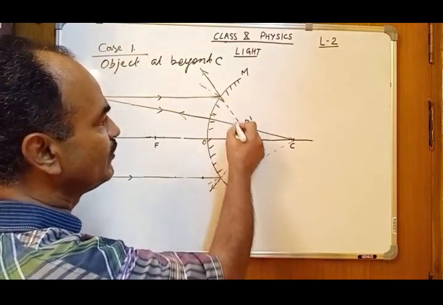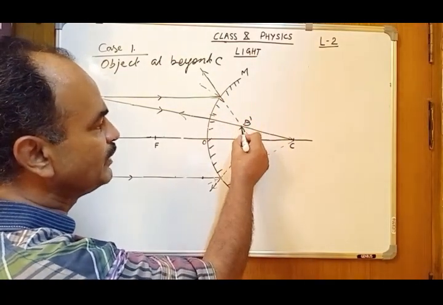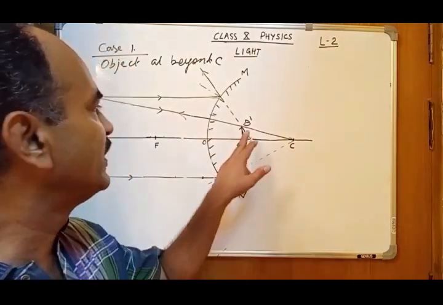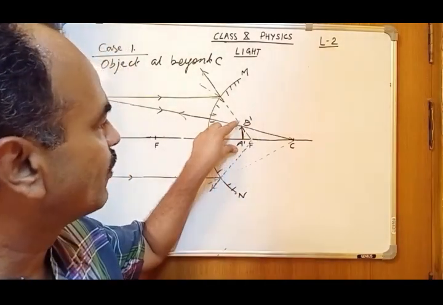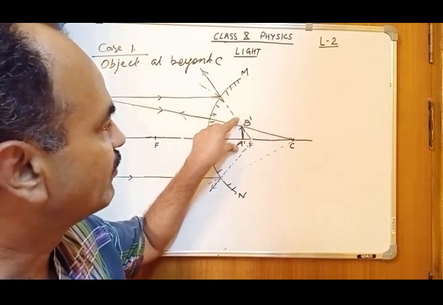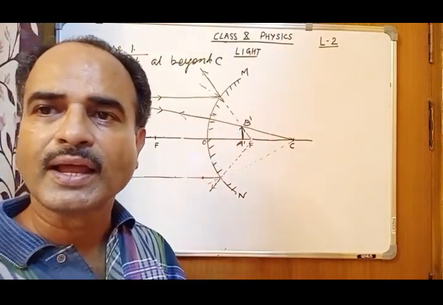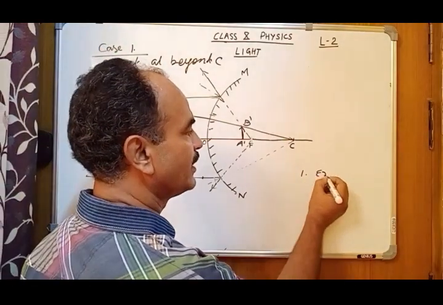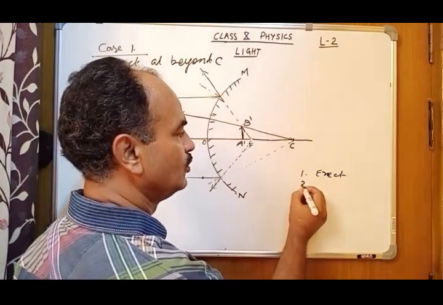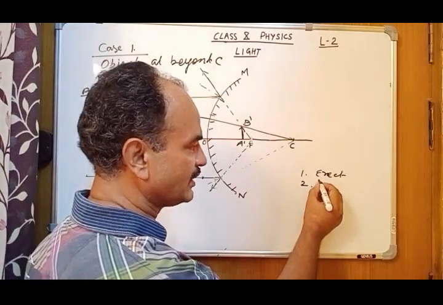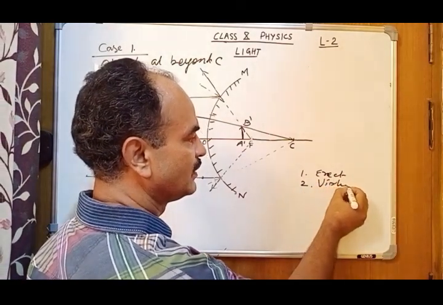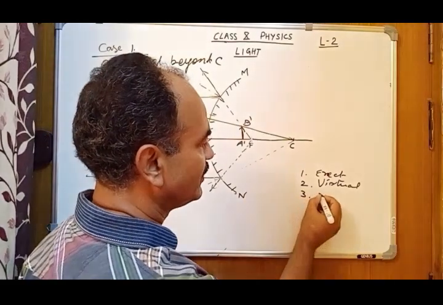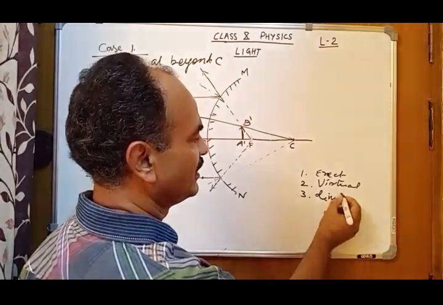So these two reflected rays, when extrapolated, seem to be meeting at point B, and the image is formed at A1, B1. This is an erect image. So what will be its nature? Erect. Because rays are not meeting in actuality, this is a virtual image. From the geometry of the triangle we can see it is a diminished image.